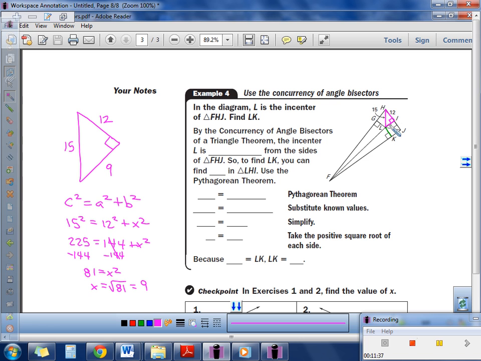Does any of that information help me find LK? LK is also 9. That's a property that we learned. When we have an in-center, we have that circle inside the triangle, and these pieces will be congruent. We just found that IL is 9, but we should know that it's also the same as LK. LK is also 9. Those are the congruent segments in that shape.